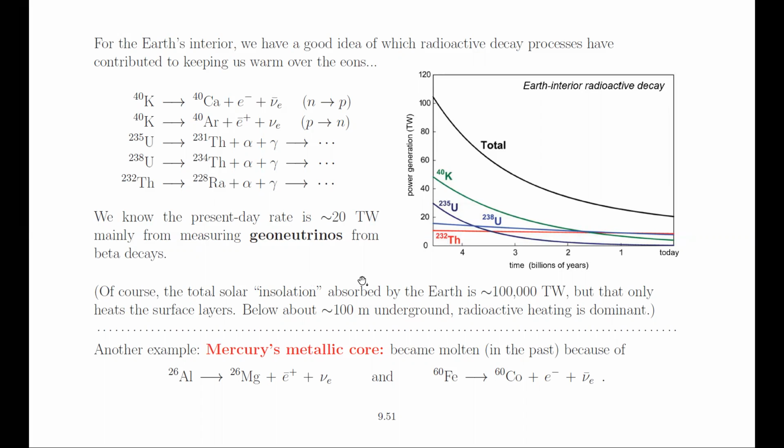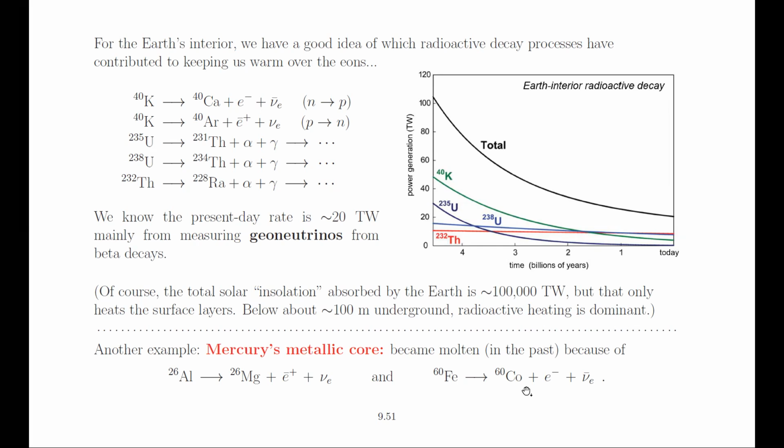If you take all of the solar radiation that's absorbed by the Earth and you work it out, that's actually much, much bigger than all this, right? It's 100,000 terawatts, 100,000 trillion joules per second coming in from the sun. But again, that's only the surface layers, right? If you go down about 100 meters underground, the thermal conditions that you're going to feel have nothing to do with the sun, nothing to do with the seasons even. And it's really all coming from this radioactive heating.